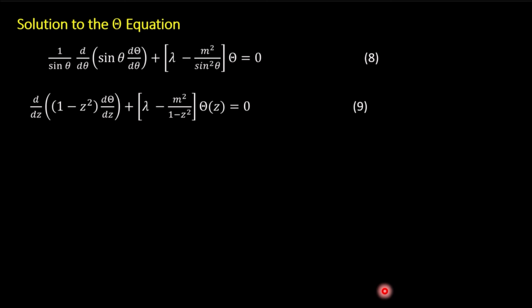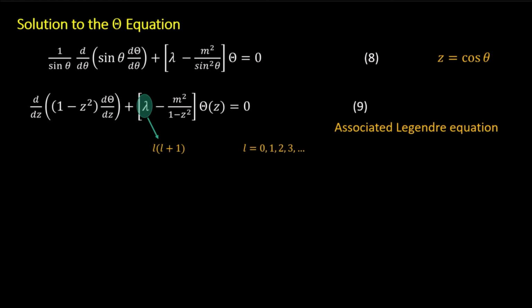So now let's try to solve the theta equation. To solve this theta equation, let's introduce a new variable such that z is equal to cos theta, and with this equation 8 can be written like this. With this transformation, the equation in the theta variable is transformed into an equation in the new variable z. Now this equation can be identified as the associated Legendre equation if the constant lambda is equated to l into l plus 1, where l is an integer constant.